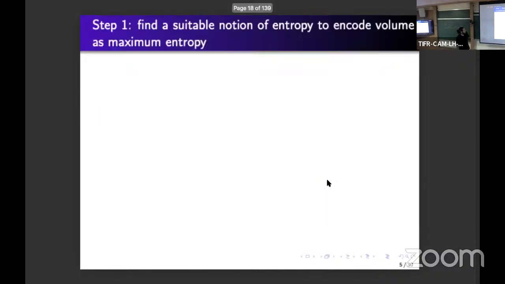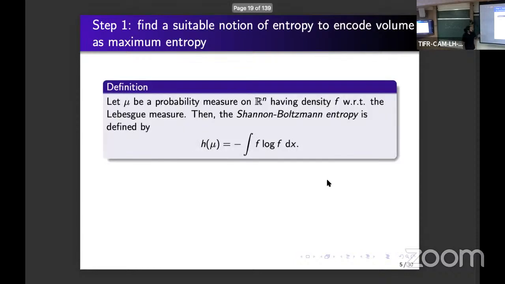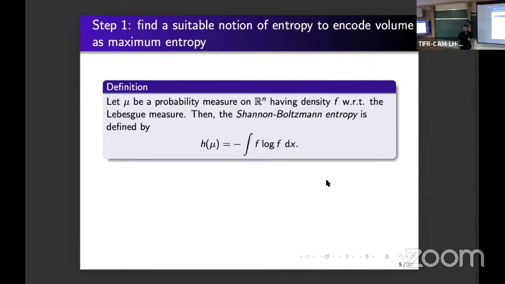Okay, so the first step is to find a natural notion of entropy, because I just said entropy as a vague thing. So I need to find the notion of entropy to encode volume. And this would be given to me by the Shannon-Boltzmann entropy. So let mu be a probability measure with density on R^n. Say its density is f. Then the entropy is given by this formula, the Boltzmann formula, integral of minus f log f.